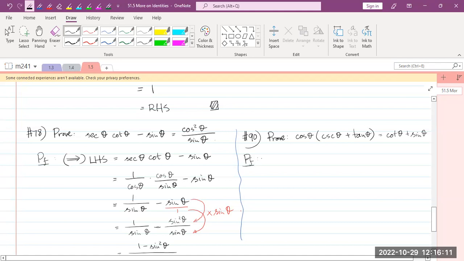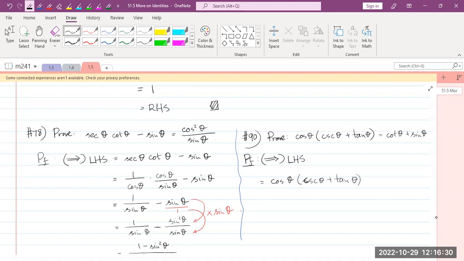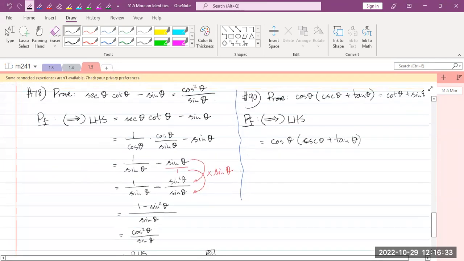Prove from left-hand side to right-hand side. Now, if you think it will go too far to the left, you can copy the expression of the left-hand side in the next line. Okay, cosecant theta plus tangent. Just keep in mind, the next step you do should be written in the next line. So what I will do next is rewrite cosecant theta as 1 over sine theta and tangent theta as sine theta over cosine theta.